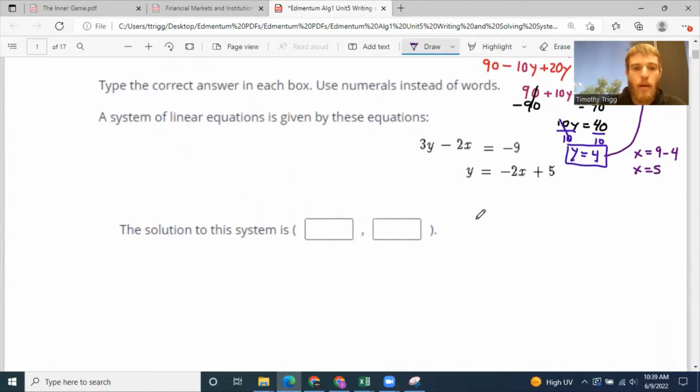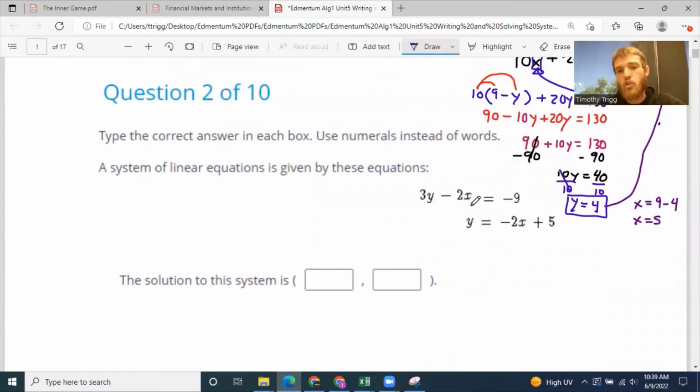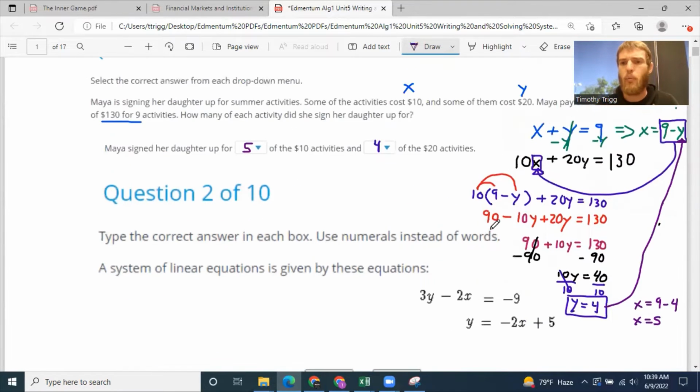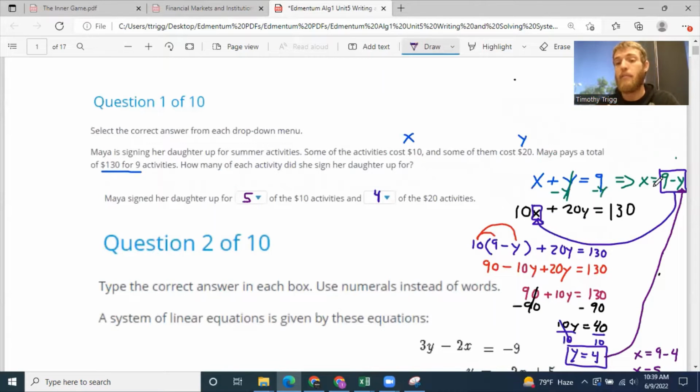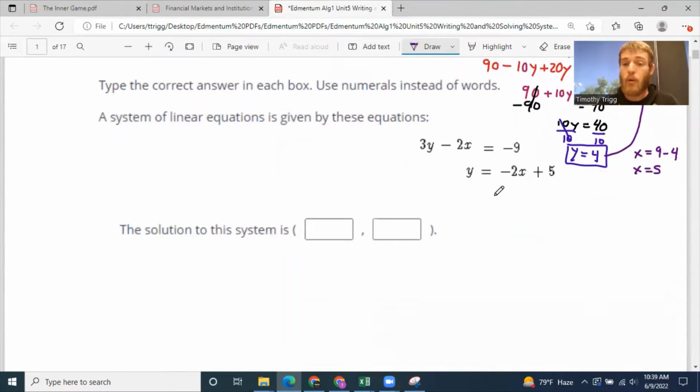Next one, we have a system of equations here. 3y minus 2x equals negative 9. Then our second equation is actually nice for us for substitution. Notice it says y equals negative 2x plus 5. This second equation is nice because it already has y by itself. Whenever we're using substitution, we want to see a variable by itself. In the first example, we had to solve for x, get x by itself, in order to have a variable by itself. But in this one, we already have y by itself, so that's good. That makes substitution a little bit easier for us.